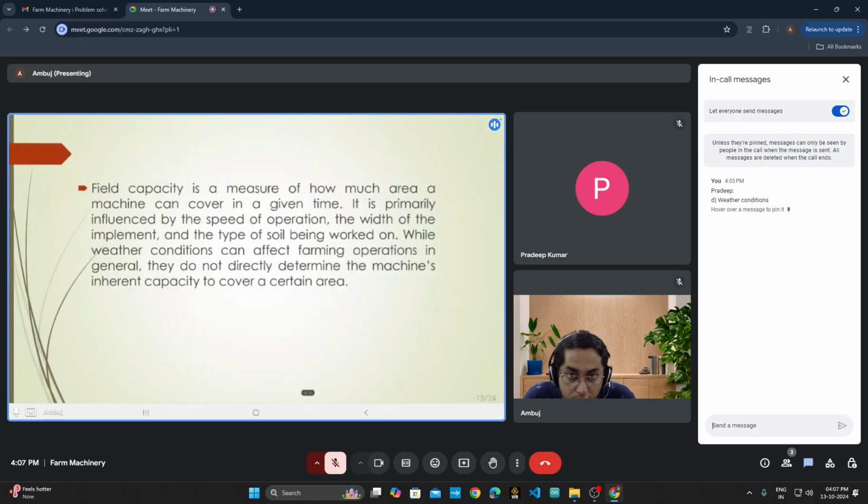Field capacity is a measure of how much area a machine can cover in a given amount of time, primarily influenced by the speed of operation, width of the implement, and the type of soil which is being worked on. Weather conditions can affect farming operations in general. Yes, in general, weather conditions can affect the farming operations, but they do not directly determine the machine's inherent capacity to cover a certain area. That is why D would be the correct option.